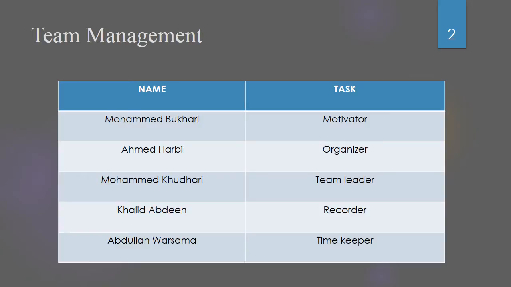I'll start with team management. Our names: Muhammad Bukhari will be the motivator, Ahmed Harbi will be organizer, Muhammad Khudri is our team leader, Khalid Abdin is our recorder, and Abdullah Warsam is our timekeeper.